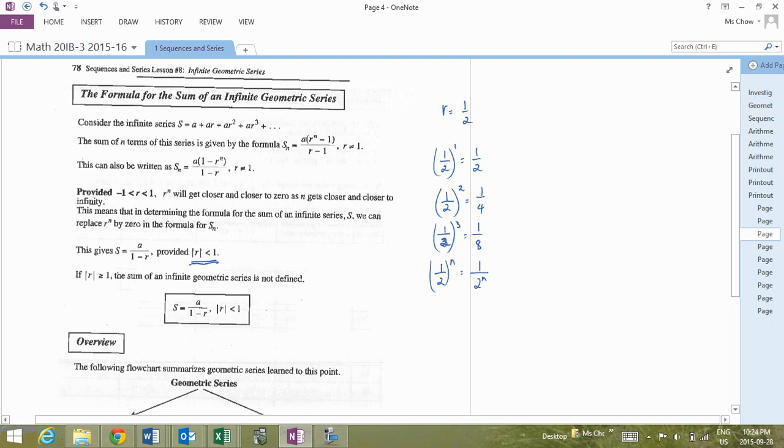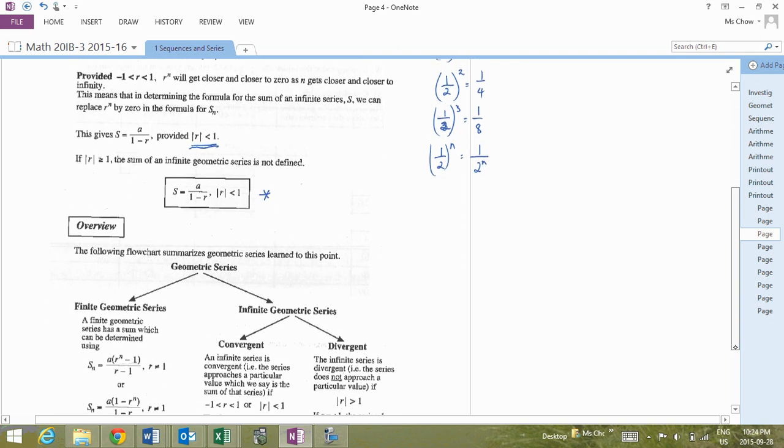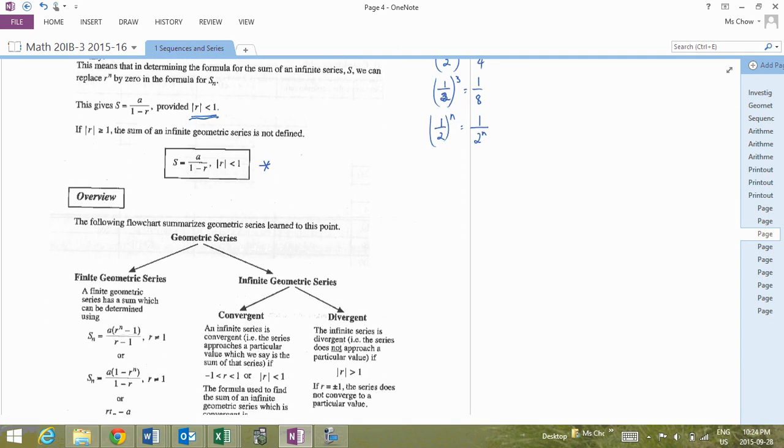So we've got our formula right here that we'll use, again looking at the fact that the absolute value of r is less than 1. Because of that, we don't indicate that r cannot equal 1, because we already know that if r is greater than or equal to 1, then the sum of the infinite geometric series is not defined.